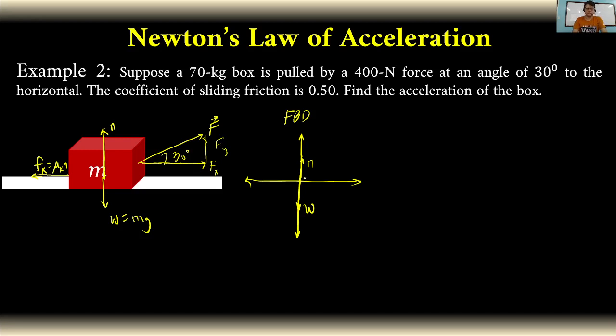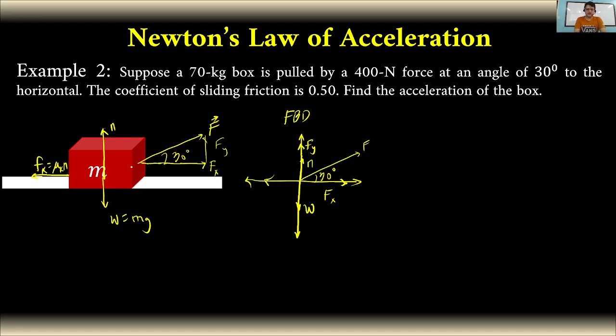Okay, and let me just draw first the original force. This is the exerted force, which is at an angle of 30 degrees. But of course, there is a component with respect to the x-axis, and there is also a component with respect to the y-axis. And the last and final force that is available in this problem is the kinetic friction force, which points towards the left.